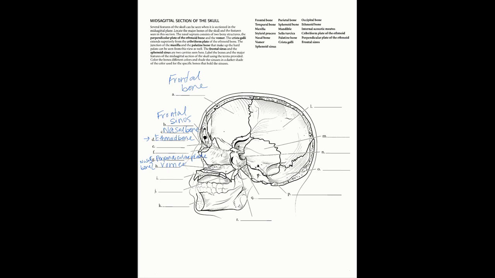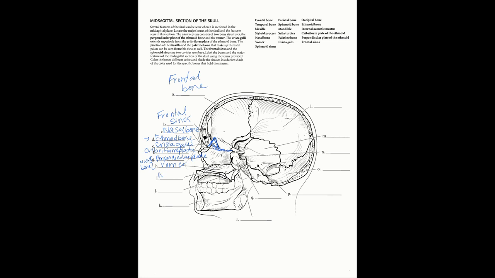Okay, so we have the crista galli, which is this pointy structure. And then we have the cribriform plate. And the cribriform plate has all these little holes that you can see, and that's where we're going to have smell receptors or olfactory receptors. That way we can connect our sense of smell to our brain.